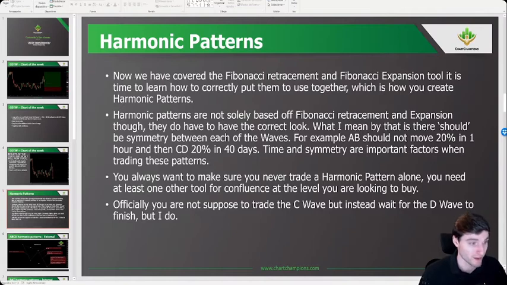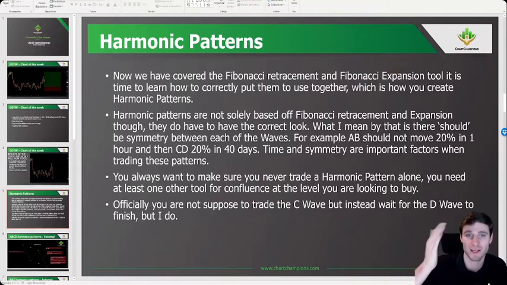But yeah, one always wants to make sure that you never trade a harmonic pattern alone. You need to have at least one other tool for confluence at the level where you are looking to buy. And this fits in naturally with all the Fibonacci tools that I've taught you so far. So just because you go from high to low and hit a CC, for example, hit that 618, you do want to see another factor of confluence. So you don't just take trades on one Fibonacci on its own.